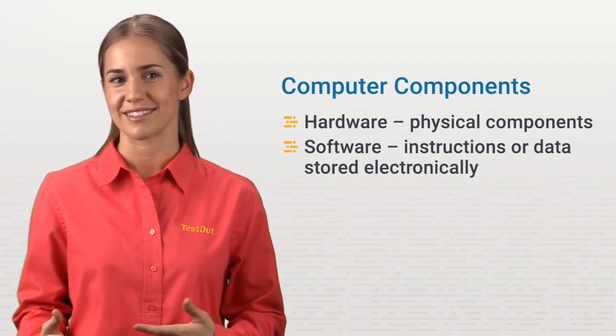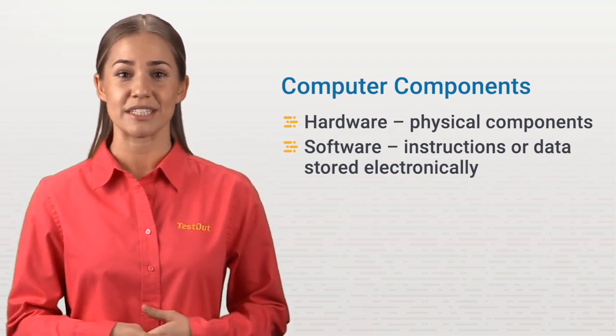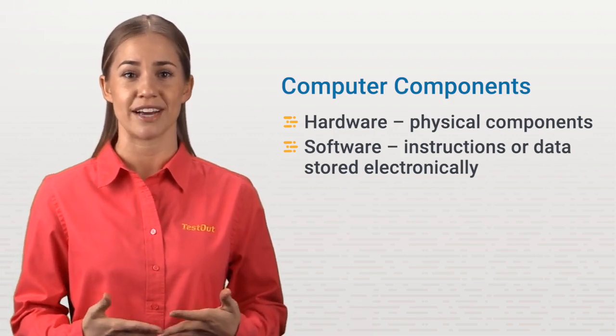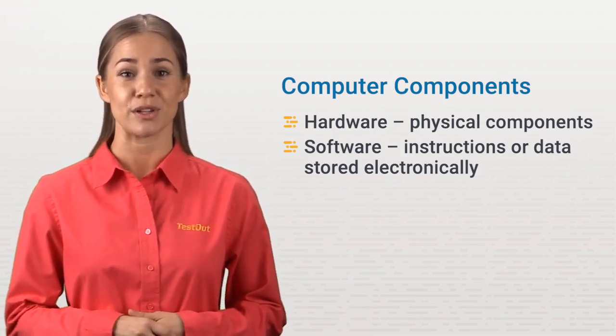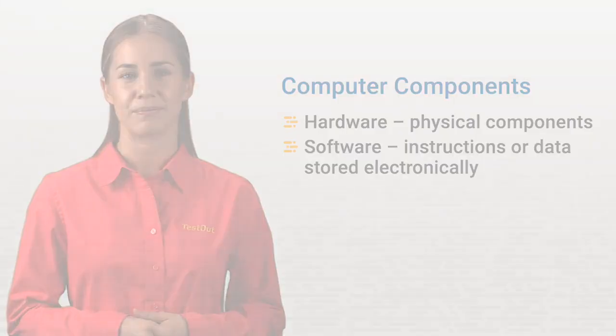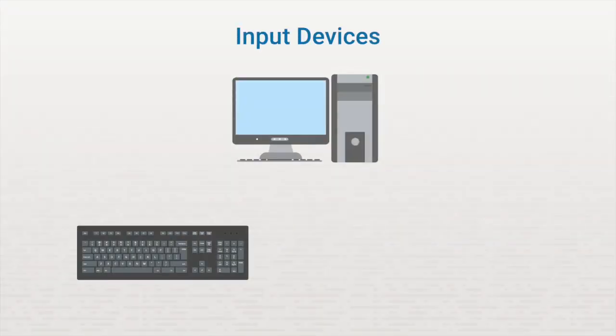Software is the instructions. In this lesson, we're going to take a look at the different types of hardware devices that compose a computer system. The first type of hardware device we'll look at is input devices. An input device is any piece of hardware that takes information from outside the computer and transfers it inside where the computer hardware can use it.